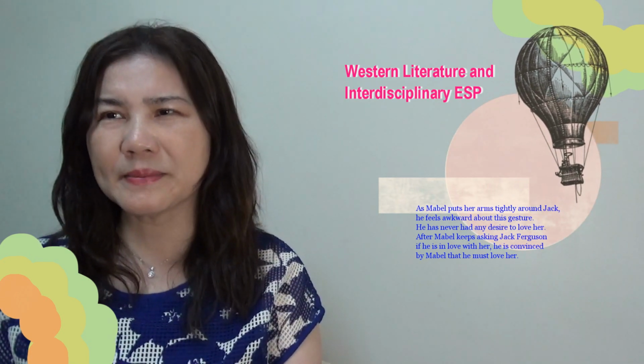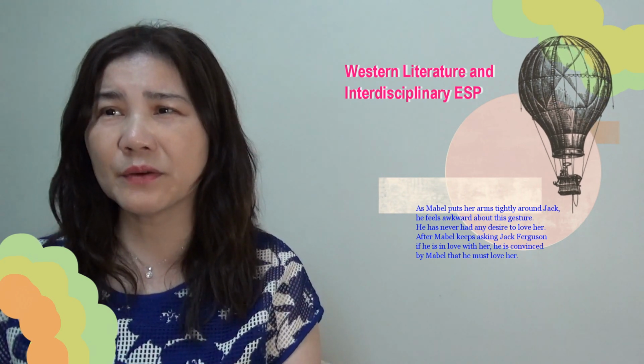After Mabel keeps asking Jack Ferguson if he is in love with her, he is convinced by Mabel that he must love her. At the break of their embrace, Mabel begins to insist to Jack that she is an awful match for him. He quiets her by insisting that he loves her and wants to marry her. This is the happy ending of this short story.